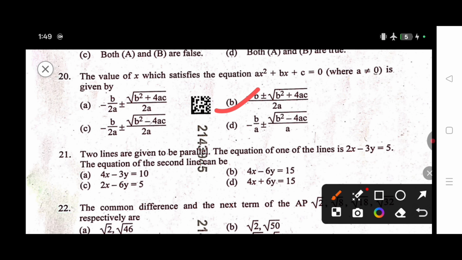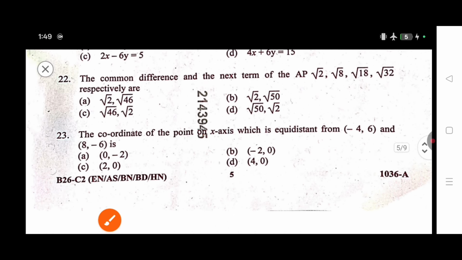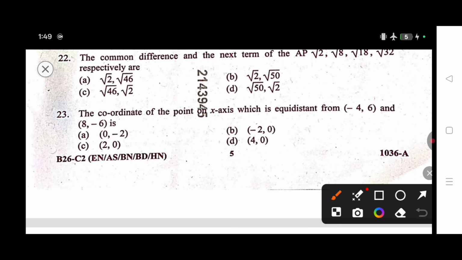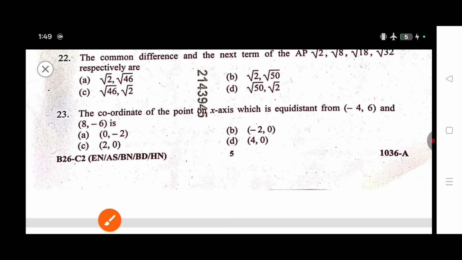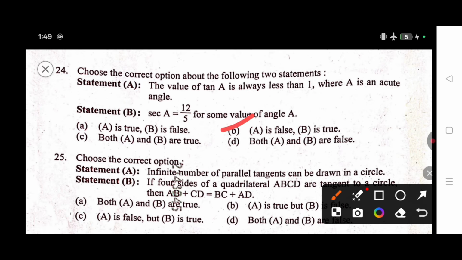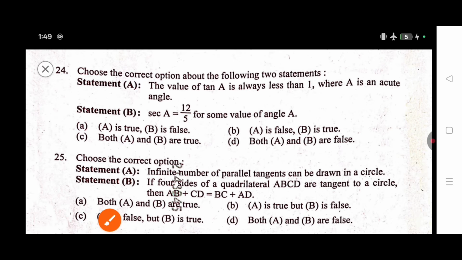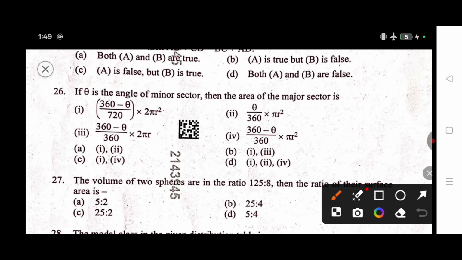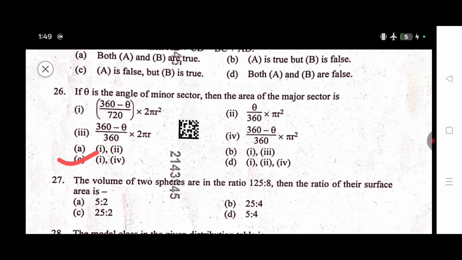Okay, option B is the correct answer. Question number 21, option B is the correct answer, 4x minus 6y equal to 15. Okay, 22, option B is the correct answer. 23, option C is the correct answer. 24, option B is the correct answer, A is false, B is true. Okay, question number 25, option C is the correct answer, A is false but B is true. Question number 26, option C is the correct answer, 1 and 4.